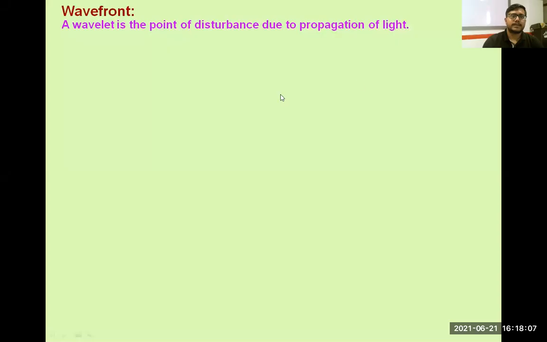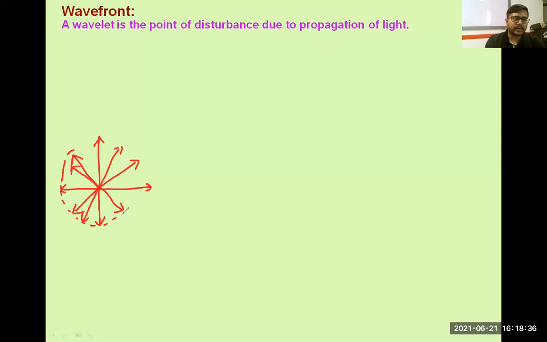Okay. So a wavefront is the point of disturbance due to the propagation of light. Now see. So for a point object, I told you that the ray of light is coming like a sphere like this. Okay. So for different sources of light, we will get different wavefronts. Okay. So for a point source of light, you can see the wavefront that we will get is a sphere. Okay. This is the wavefront we will get.